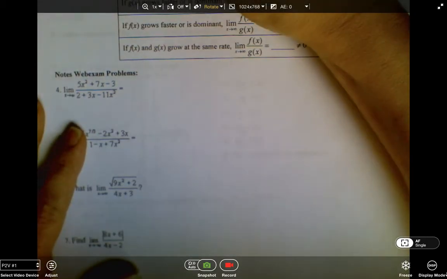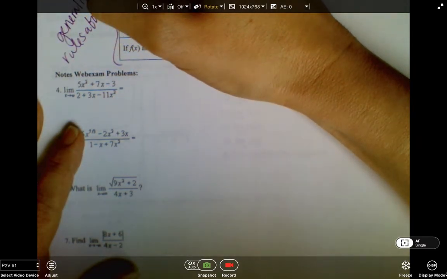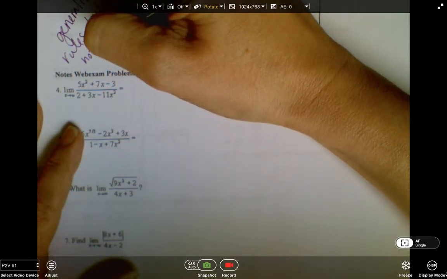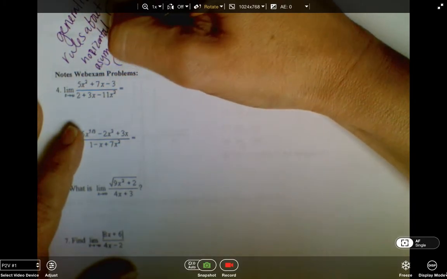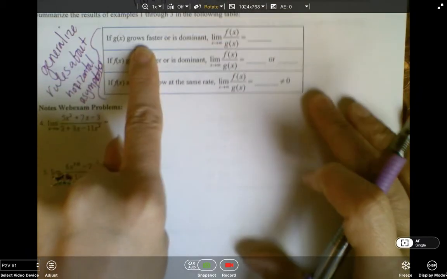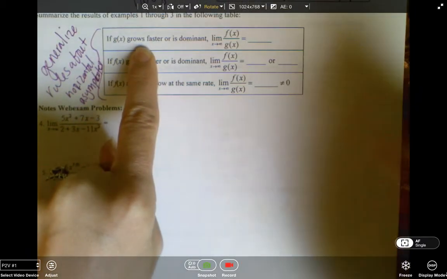So the target here for this section is going to be to generalize rules about horizontal asymptotes. Okay. So we have three different possibilities that can occur.